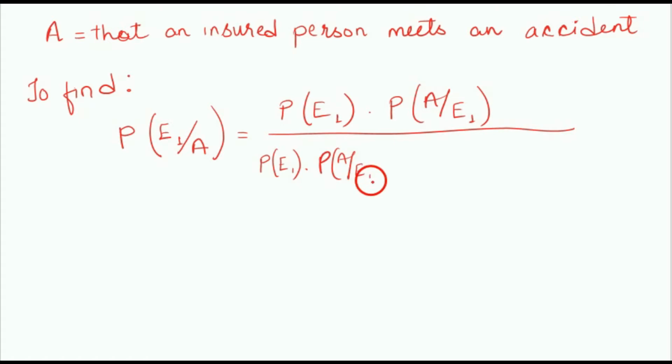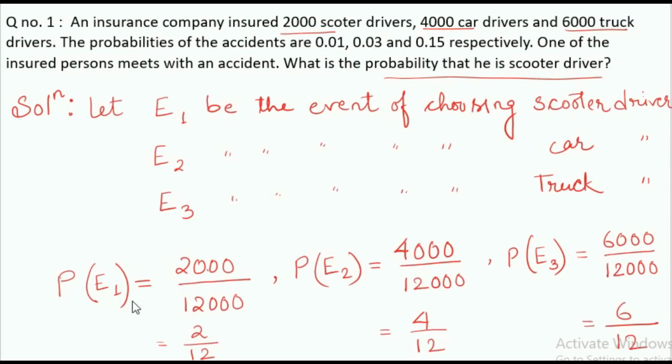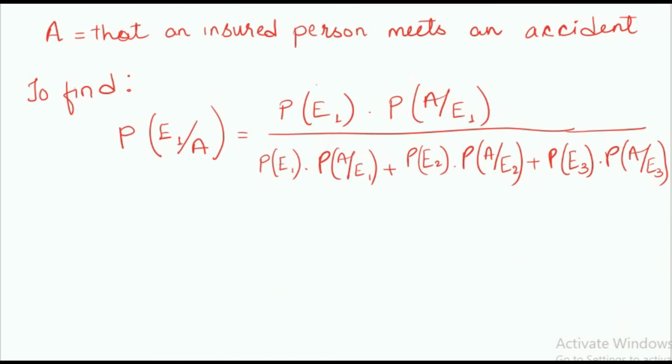probability of E1 into probability of A given E1, plus probability of E2 into probability of A given E2, plus probability of E3 into probability of A given E3. A is accident happening. Now you can see that I have already found probability of E1, probability of E2, and probability of E3.